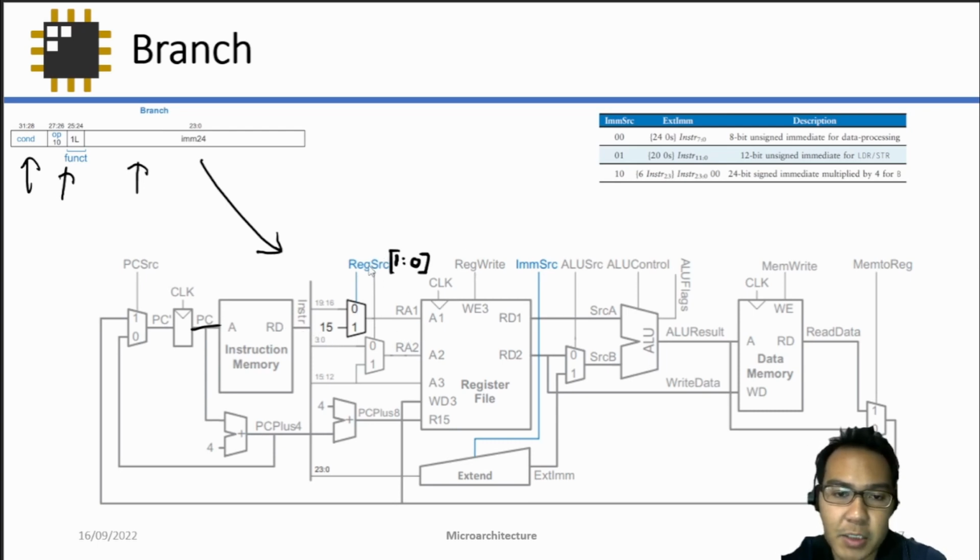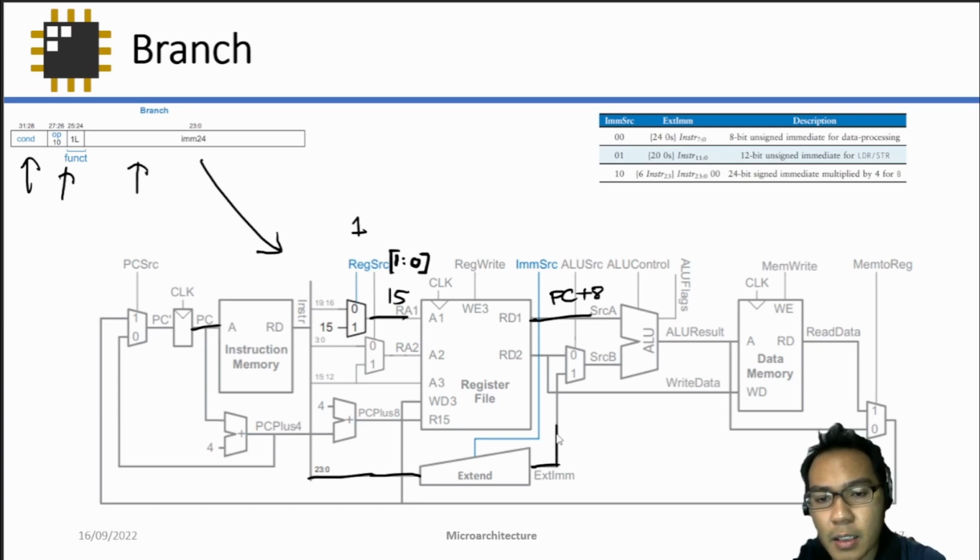What we take for branch is 15. So for reg source, the first bit is 1 because we want to take 15. This is the hard register 15, so we want to access register 15. If you remember what's inside register 15, that's PC plus 8. So what comes out of here is PC plus 8 if we choose 15. The next thing is that for branch, we take the 23 bits, 23 to 0, and pass them into the extend block. And that comes out of the extended immediate block as the 32 bits of the branch immediate.